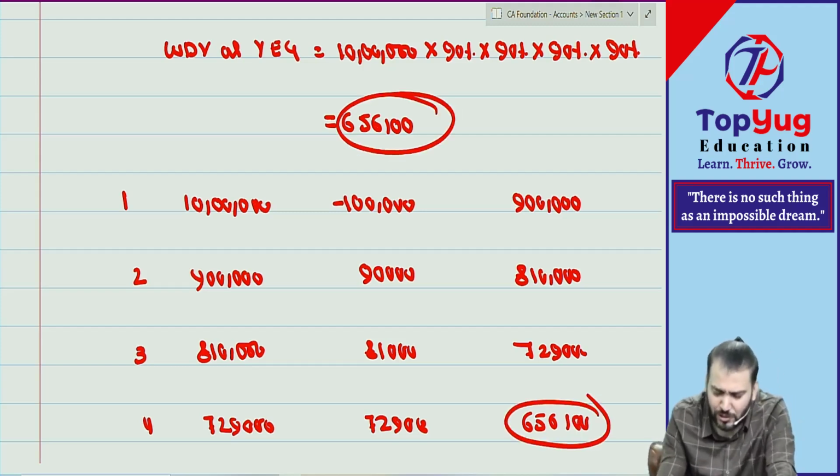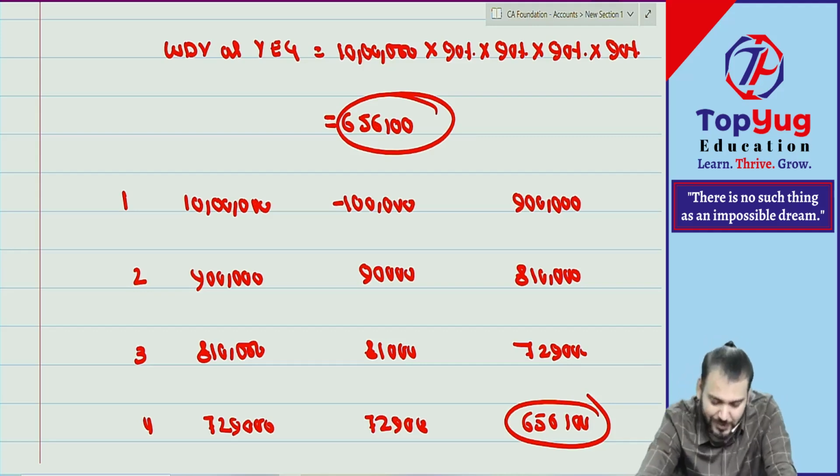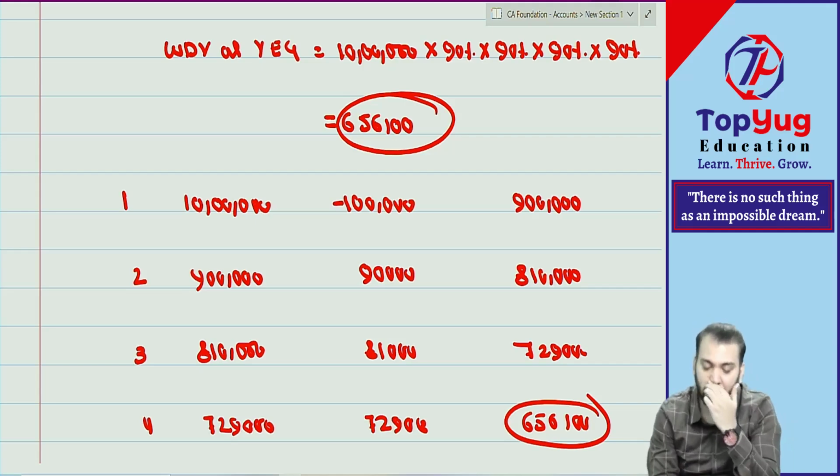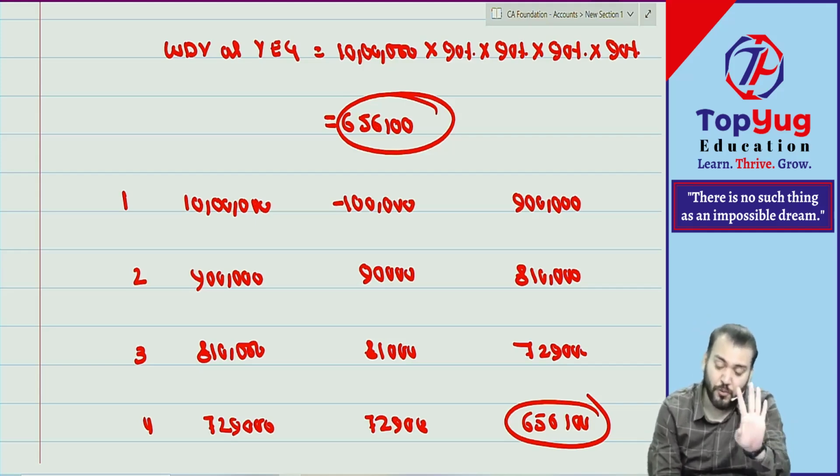So why do you use this long cut? We can do 90%, 90%, 90%, 90%. The answer will come or not? Speak up, you people are not speaking at all. I hope you are understanding. Correct? Have you understood? Now, if I want depreciation of the fourth year, can you do it in this way?